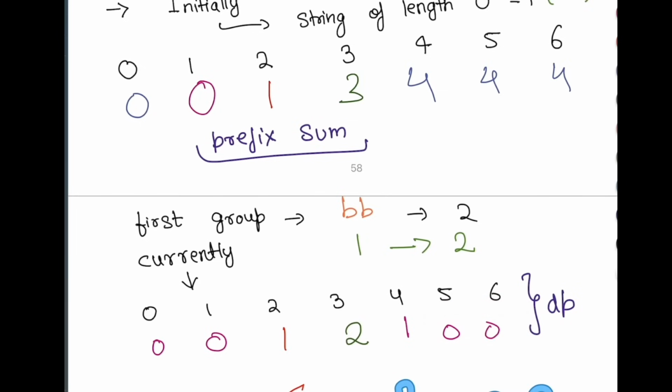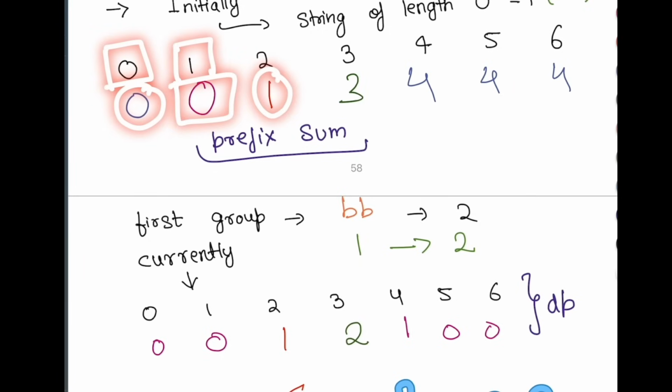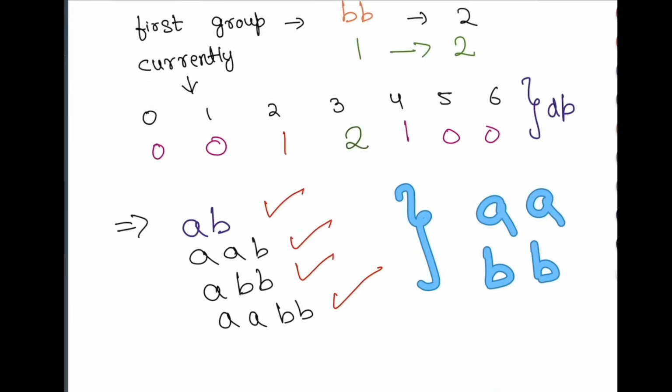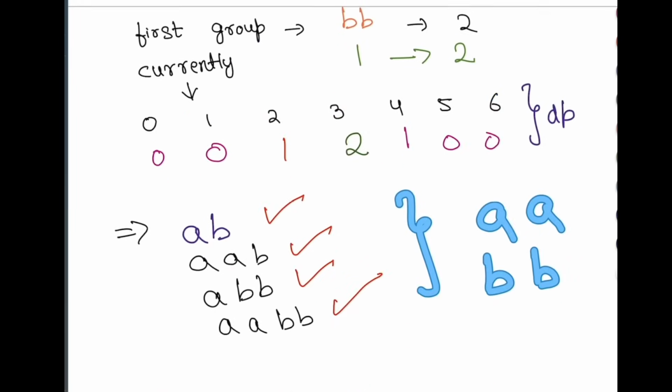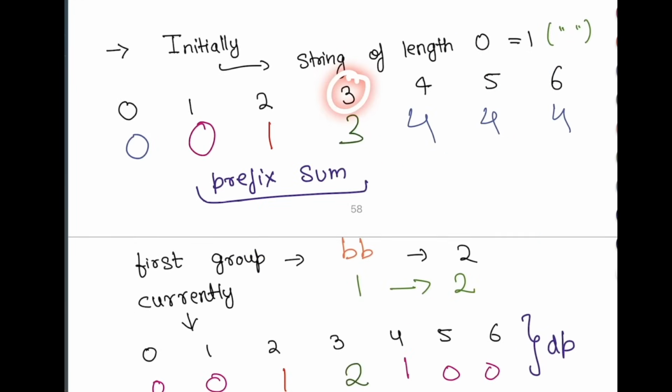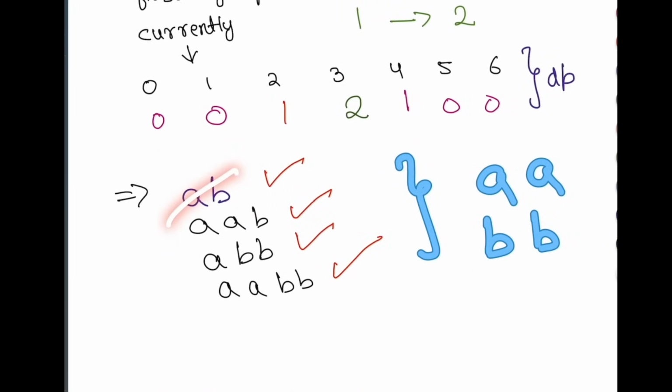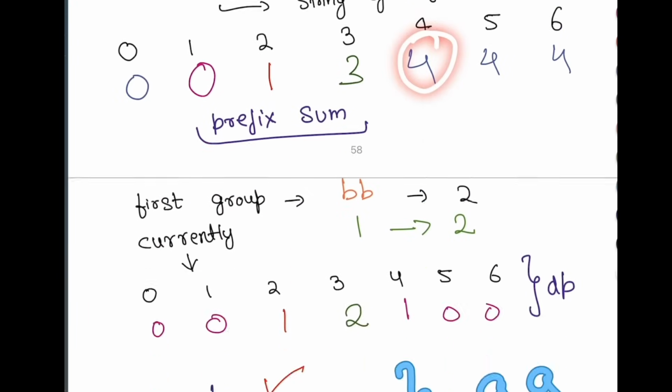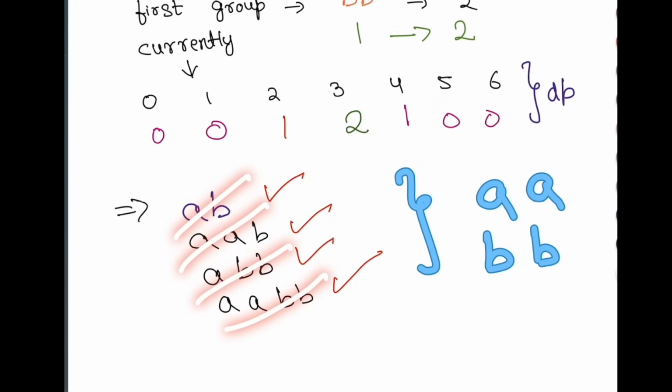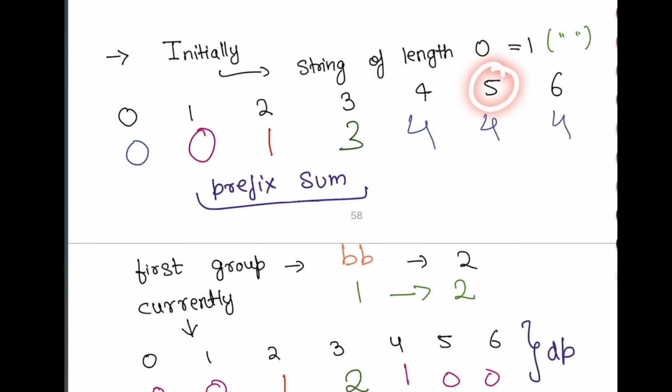So now after processing A and B, these two groups, we have 0 ways to create a string of at most length 0, 0 ways to create a string of at most length 1, but there is one way to create a string of length at most 2, and that string is AB. Then you have 3 ways to create a string of length at most 3. So it is 1, 2, 3. You have 3 ways to create a string with a maximum length of 3, and 4 ways to create a string of maximum length 4. These are the 4 strings, right? And the answer will continue for length 5 and length 6.